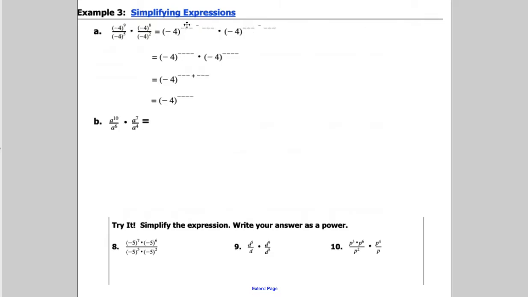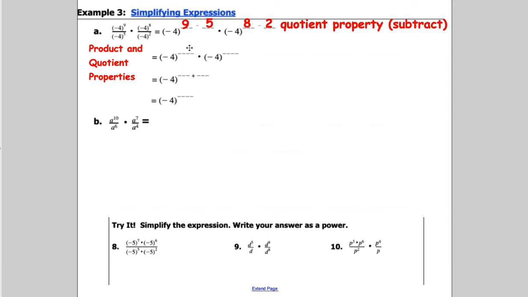I'm going to subtract that 9 and that 5 in the first number, and then in the second one I'm going to subtract the 8 and the 2. Okay, I'm going to resolve the quotients of powers property first. You can do it either way. This is just the way I choose to do it. So I keep my same base of negative 4, and I also subtracted to find that power.